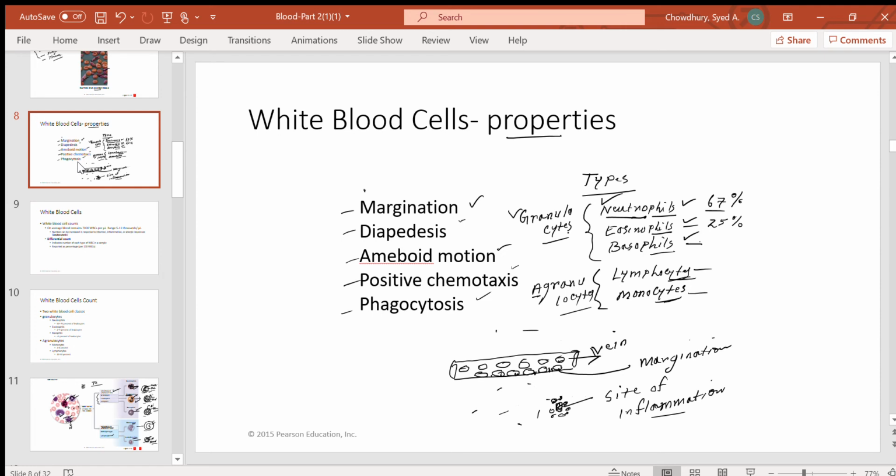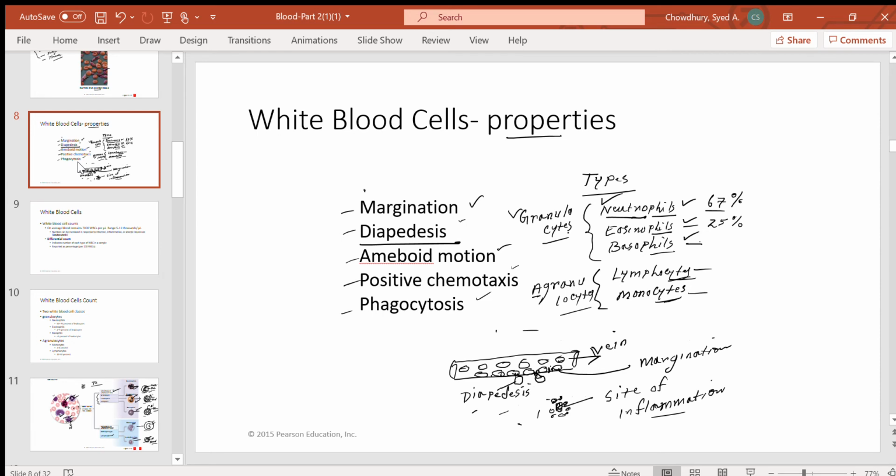Okay, and then what they will do next, they will try to get out through these narrow holes or pores. So they will push out their part through the narrow pore and eventually they will get out. And squeezing through these narrow holes is called diapedesis. Okay, so by diapedesis they come out, squeeze out through the pores.